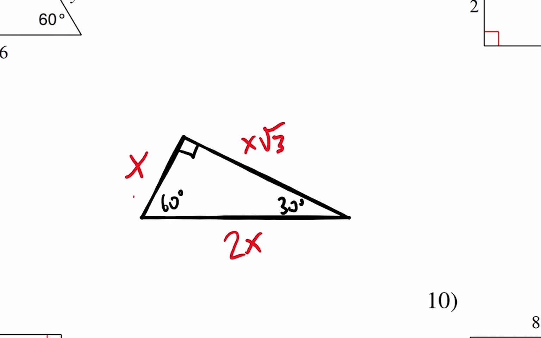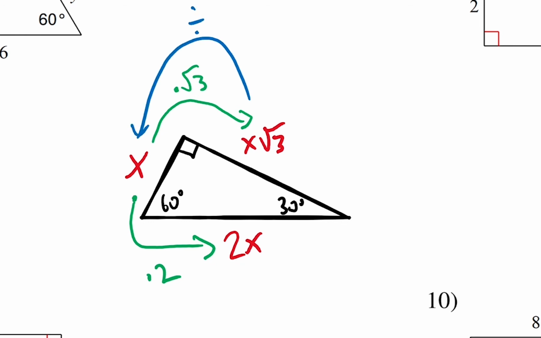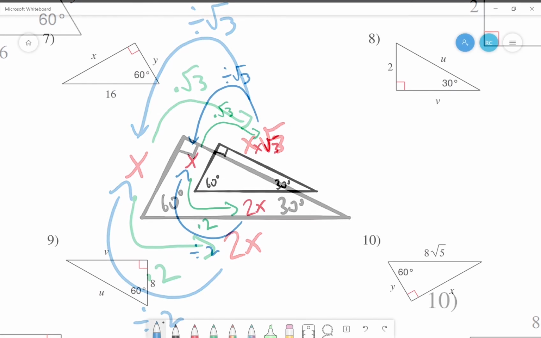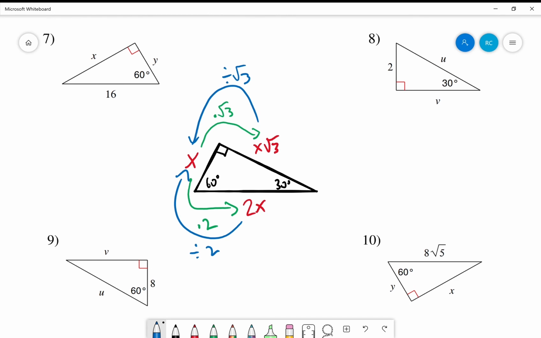So quick recap. If you have the short leg and you want the long leg, you multiply by the square root of 3. If you have the short leg and you want the hypotenuse, you multiply by 2. And both of those processes can be reversed by dividing. So let's try one of these.